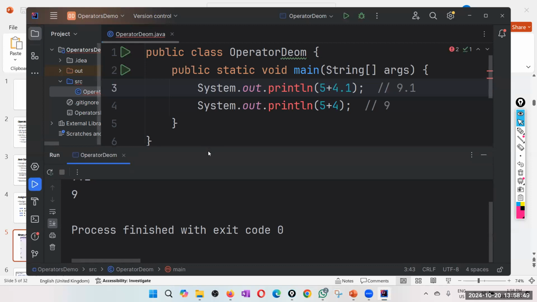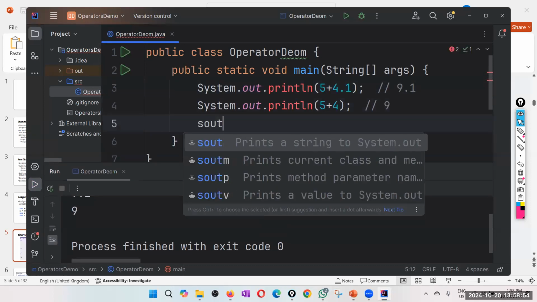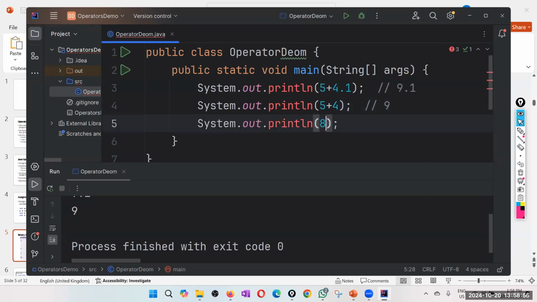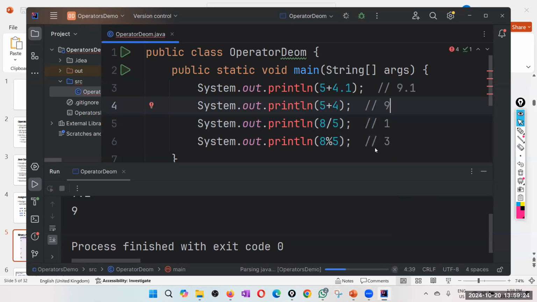So I'm not going to take each and every example, but some tricky scenarios I'm interested in. Maybe something like 8 mod 5. Mod means the percentage mark. So 8 mod 5 will be 3, because when 8 is divided by 5, the remainder is 3. But what about 8 divided by 5? Then it is the integer division. 1, and 3 remains. But the mod operation will give the remainder.